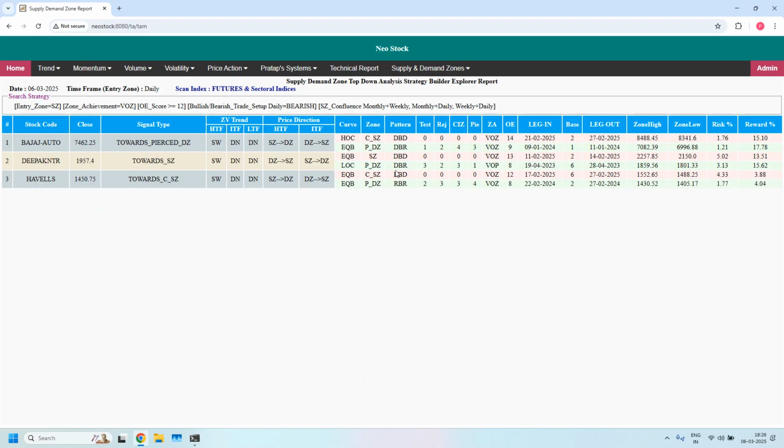In these 3 stocks, these daily supply zones are overlapped with weekly supply zones. Both together again overlapped with monthly supply zone. But monthly trend is sideways in all the stocks. Sideways trend, EMA confluence does not add any advantage.